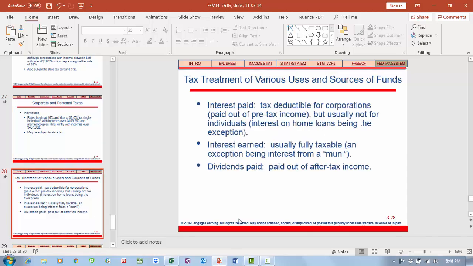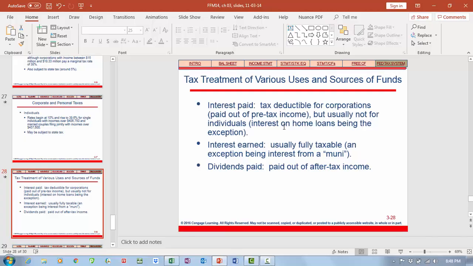Interest paid is tax deductible for corporations, that is, paid out of pre-tax income, but usually not for individuals. So when interest is paid by corporations on loans that they have taken, they can treat that as an expense. But individuals can't do that for personal loans, credit card loans, or car loans. Mortgage loan interest is deductible. So the interest on home loans is the exception.